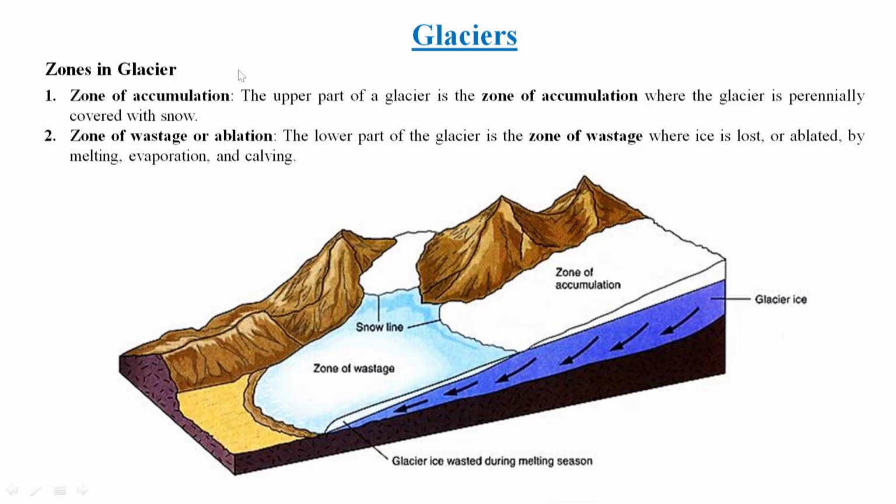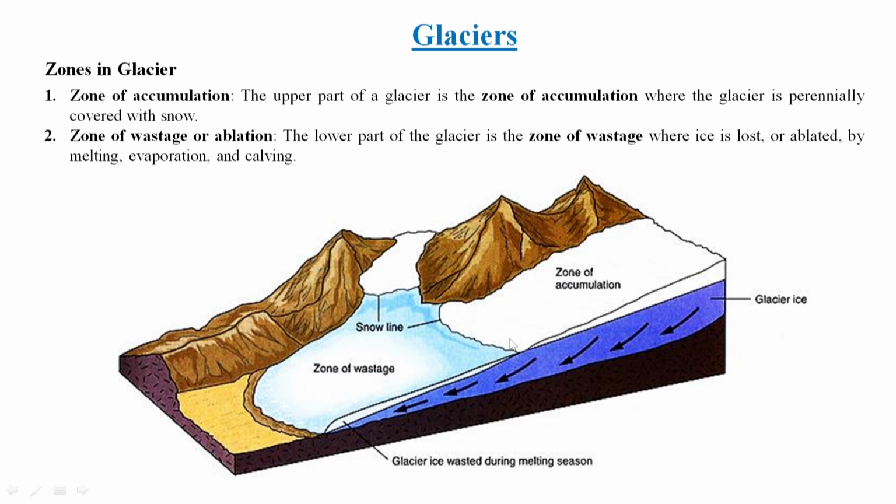There are several zones in a glacier as well. So the first zone that we'll be referring to is the zone of accumulation, where your ice is getting accumulated. The upper part of a glacier is the zone of accumulation, where your glacier is perennially covered with snow. And there is also the zone of wastage or ablation. The lower part of the glacier is the zone of wastage, where ice is lost or ablated by melting, evaporation and calving. So you can see this in this diagram.